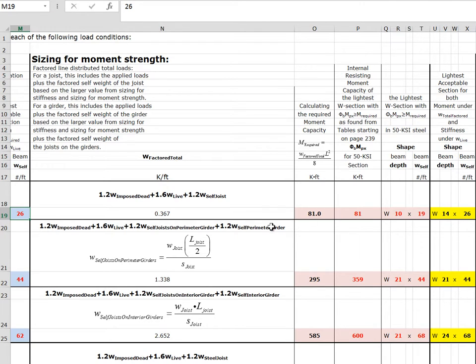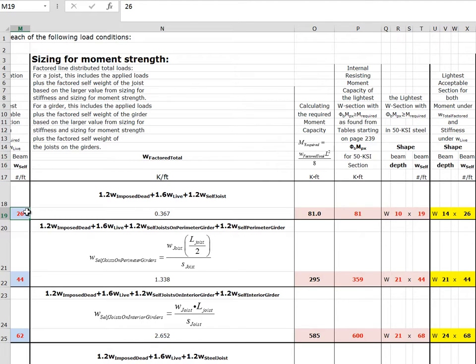Now what we're going to do is go through and calculate this whole thing here. But we're not going to base this W self on that number. So look where we've gone in terms of looking down the road. Here we're going to calculate a required moment in kip feet, and we'll talk about that in a minute. We're going to find a beam with that required moment. In this case, it's 81 kip feet, so it's a perfect match to that. And that turns out to be a W10 by 19. And so this is the lightest section that satisfies our moment strength requirement.